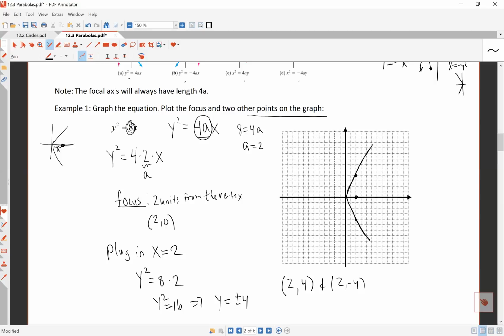And the focal length is this line segment from one point through the focus down to the other point. And that focal length is 8 or 4a. That will always help you get your other 2 points on the graph.